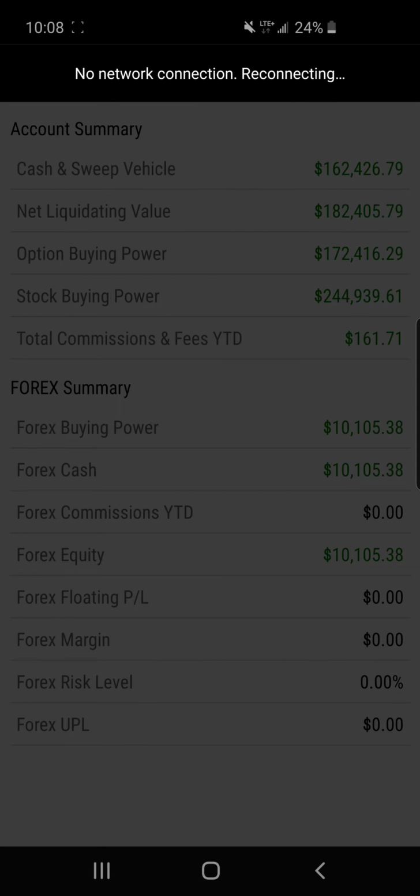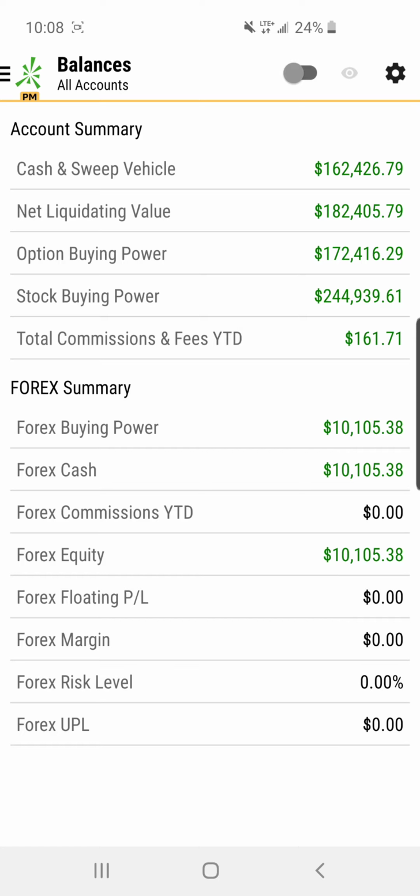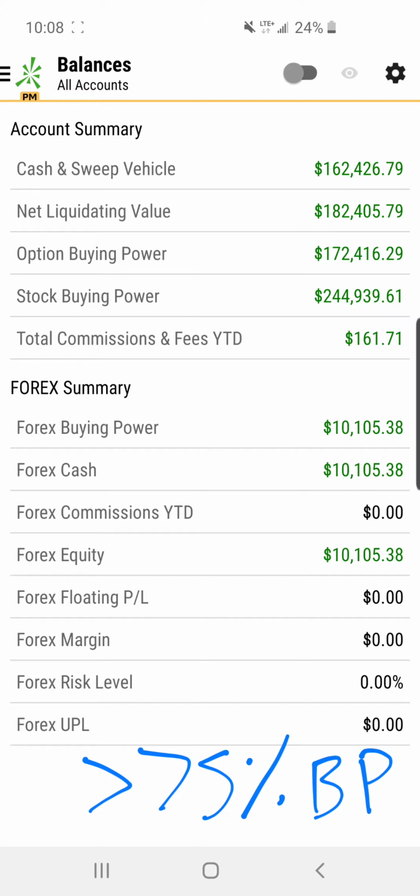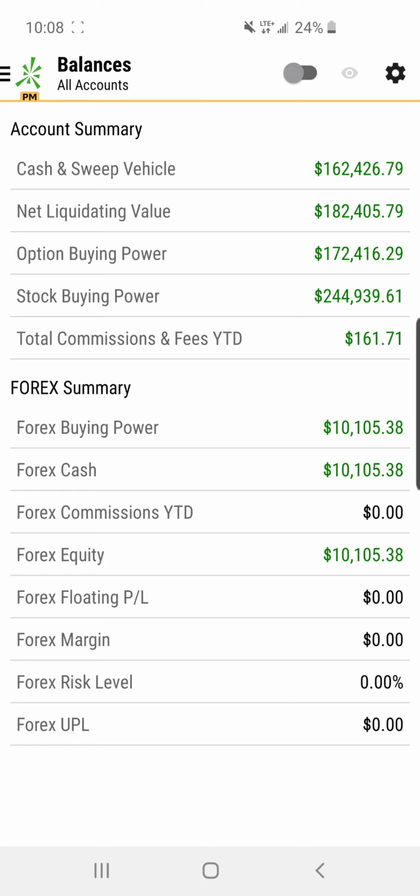Okay? So if you remember one of the rules of the competition, we actually have to use more than 75% of our maximum amount of available buying power. Now, the way that we can figure that out easily is just by looking at the option buying power. First, I should note that buying stock will also reduce your option buying power. You don't have to buy options to reduce it. So the easiest way to do this calculation is just with the option buying power.